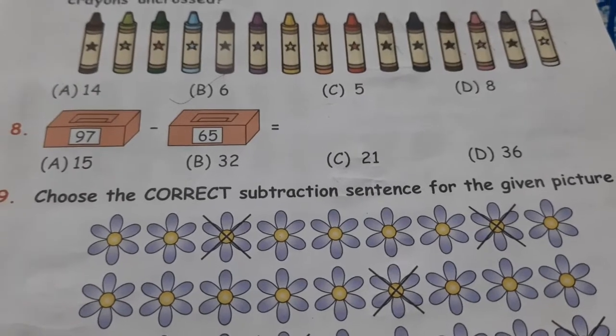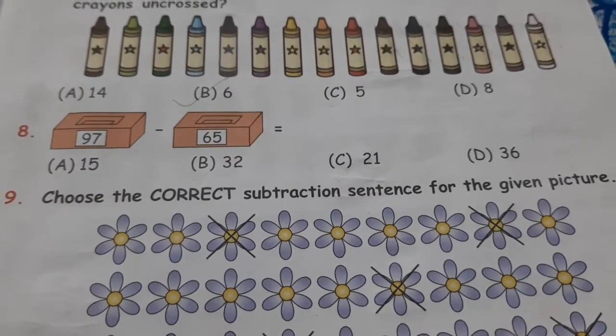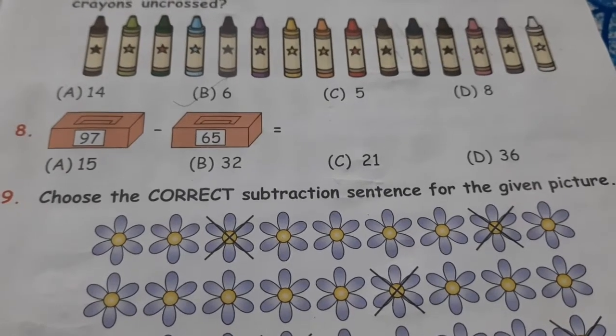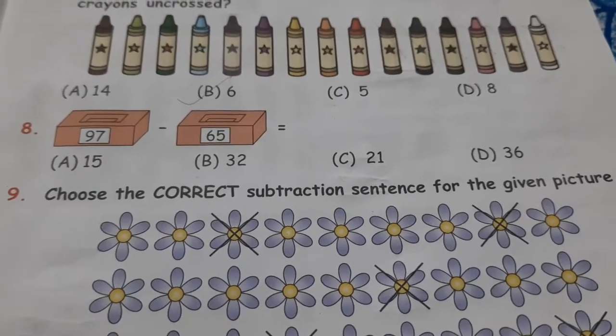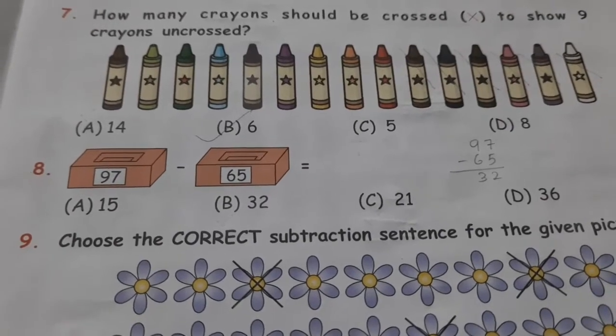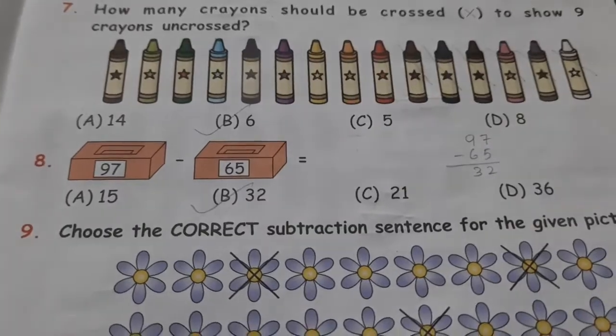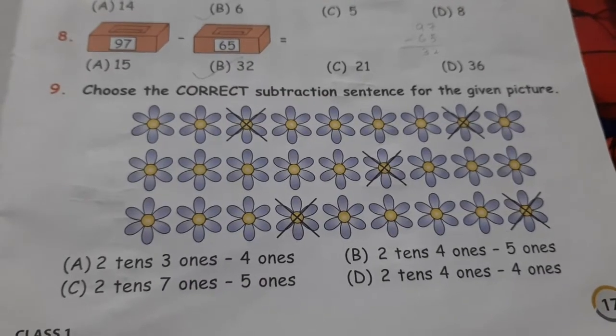Moving on to the next question. Question number 8. 97 minus 65 is equal to. So let's do the subtraction. Doing the subtraction, I get the answer as 32, which is option B. Please tick it.